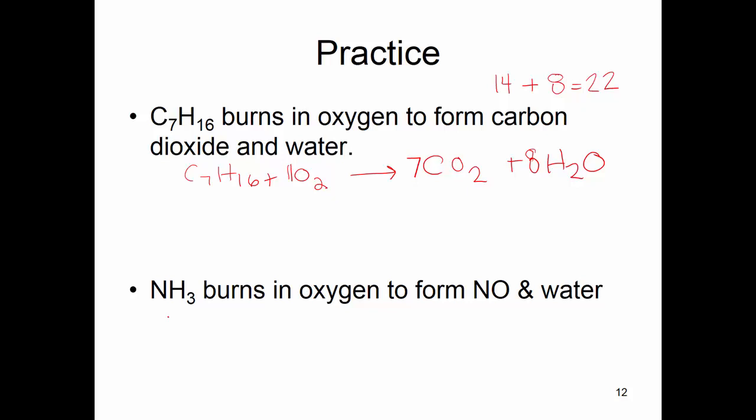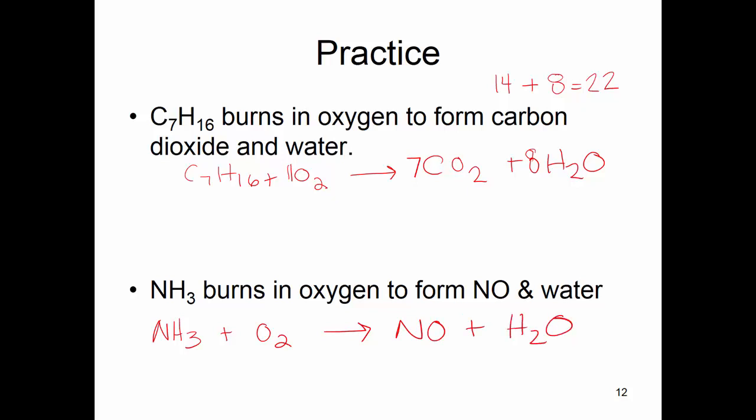This next one is the most complicated of all of the ones that we do. So these are typically pretty straightforward. But I wanted to show this in case you hit this problem, and I can kind of direct you in how to fix it. Okay, you have ammonia burns in oxygen to yield NO plus water.